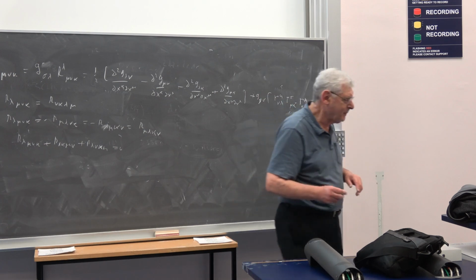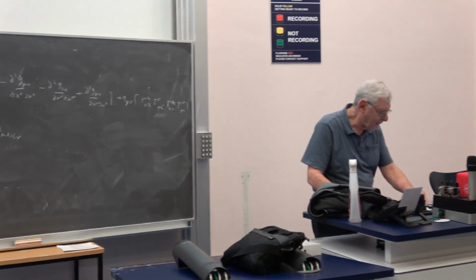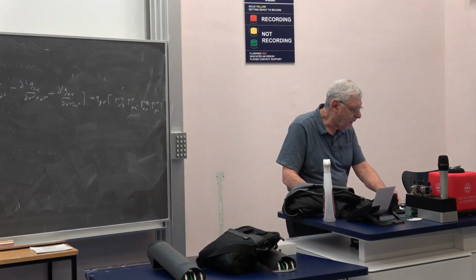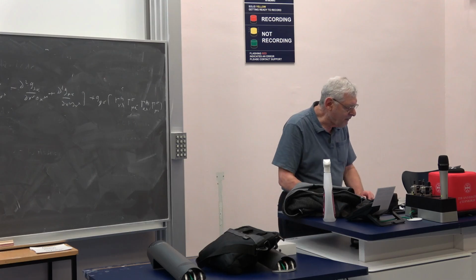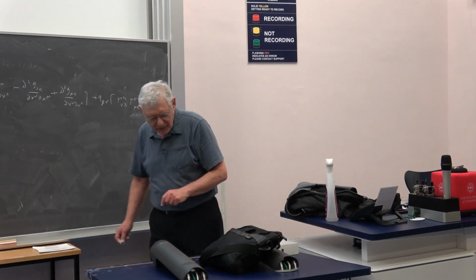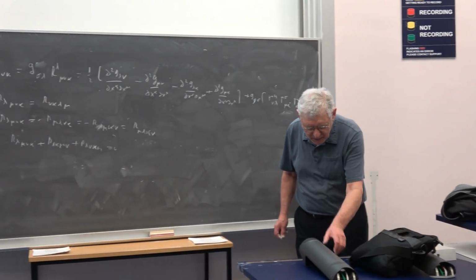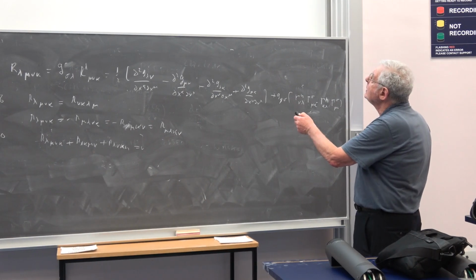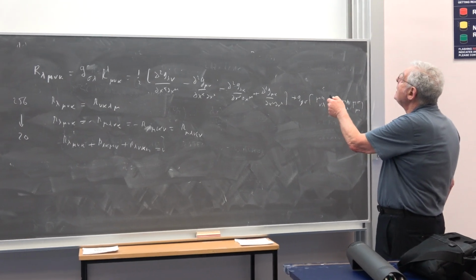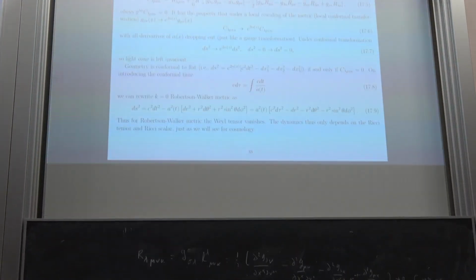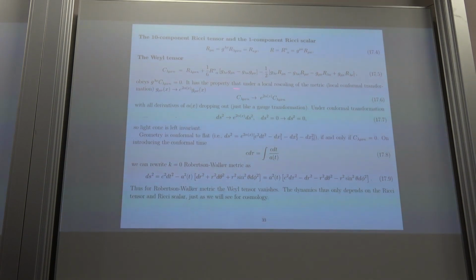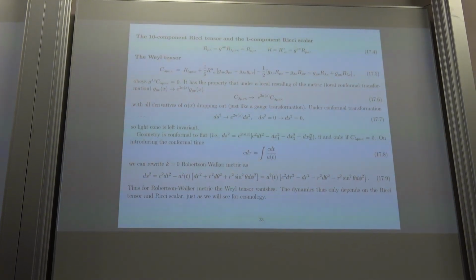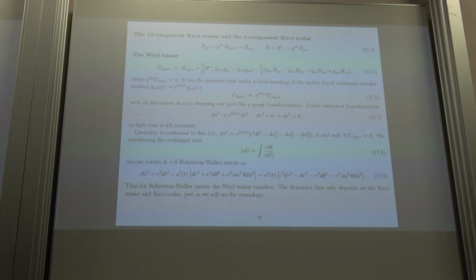But there's more. For those of you that are aware of the conformal gravity theory that I work in, let me just mention that from the Riemann tensor, you can construct the Ricci tensor and then the Ricci scalar, and you can construct this peculiar combination in 17.5. That's called the Weyl tensor. The Weyl tensor is the traceless piece of the Riemann tensor.